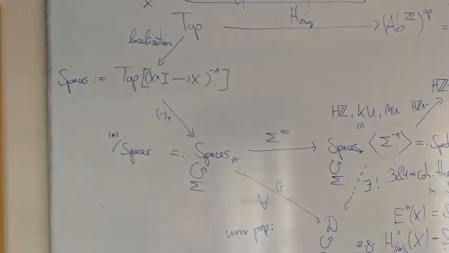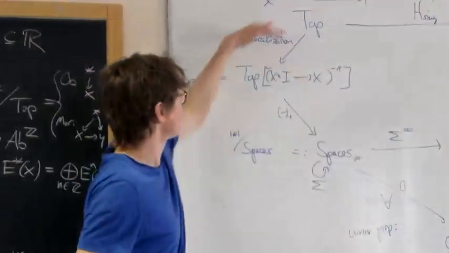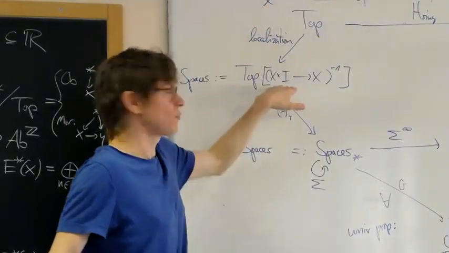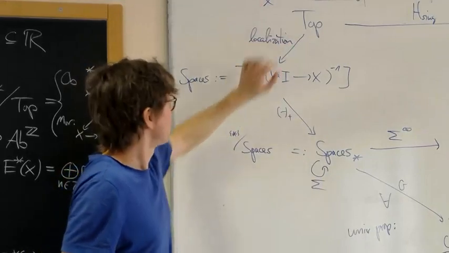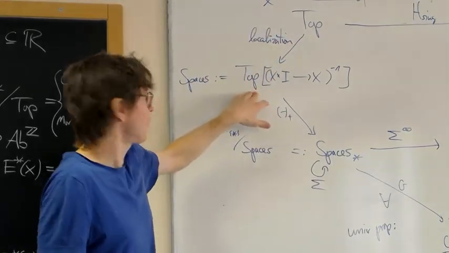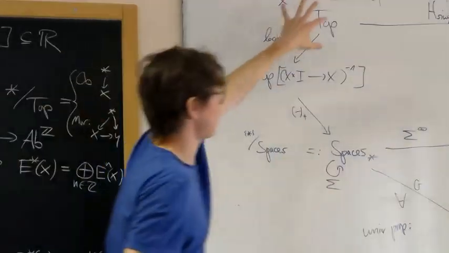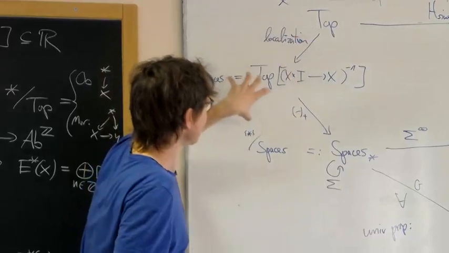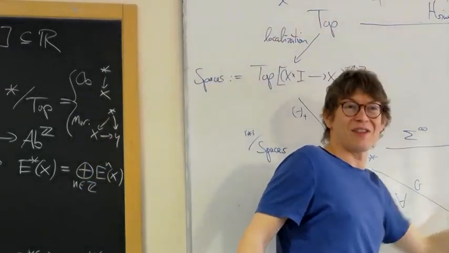Okay, then let's dive into this. The first thing we'll treat today is localization of categories: how to invert morphisms in a category and what can happen there, because that's something we will have to do for schemes, and that already happens for topological spaces. It's surprisingly subtle, and there's a whole abstract theory around it. Also, you will need some knowledge of this first step to actually later say how to do this here.